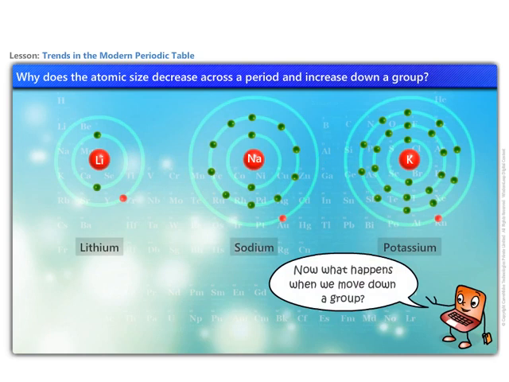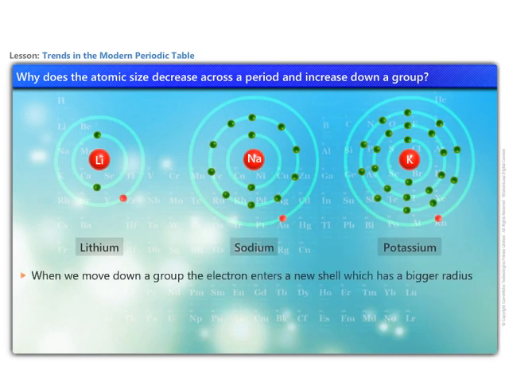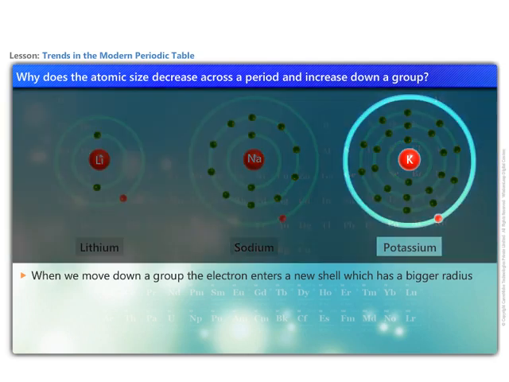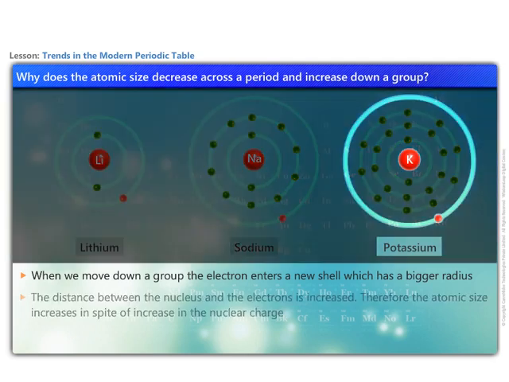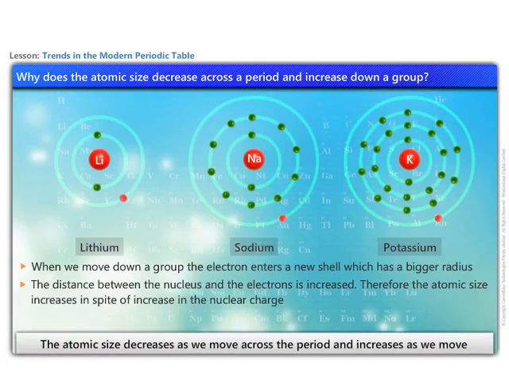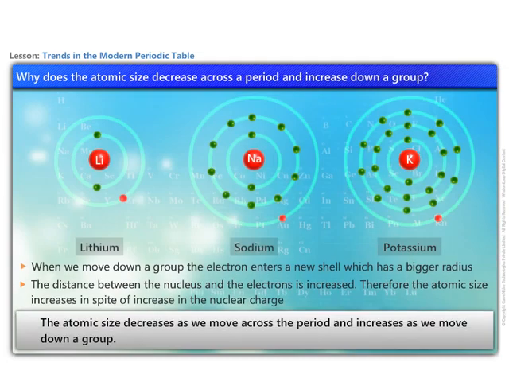Now, what happens when we move down a group? When we move down a group, the electron enters a new shell which has a bigger radius. The distance between the nucleus and the electrons is increased. Therefore, the atomic size increases in spite of the increase in the nuclear charge. The atomic size decreases as we move across the period and increases as we move down a group.